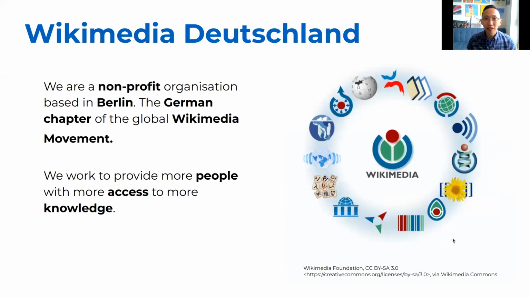Let me run through the beginning of the agenda, which is Wikimedia Deutschland. We are a non-profit organization based in Berlin. We are the German chapter of the overall global Wikimedia movement. Our main goal and objective is to provide more people with more access to more knowledge. As you may or may not already know, the global Wikimedia movement has many, many projects. The most famous and notable one is Wikipedia, and we have Wikimedia Commons, Wikidata, Wikibase, and lots of other projects as well.